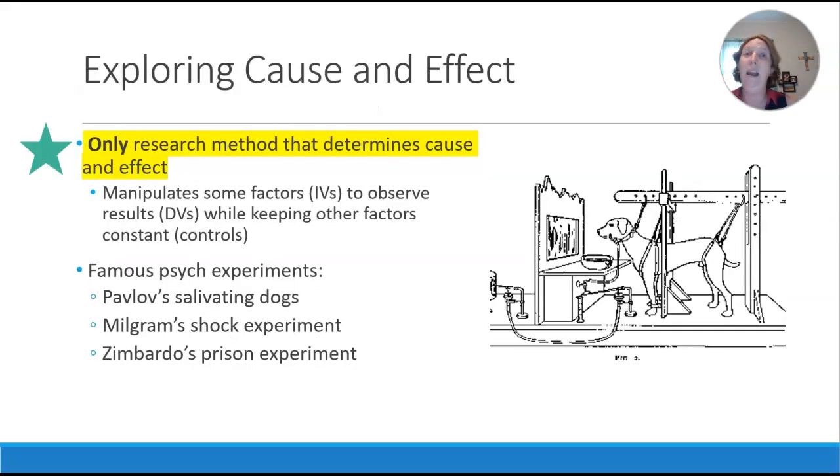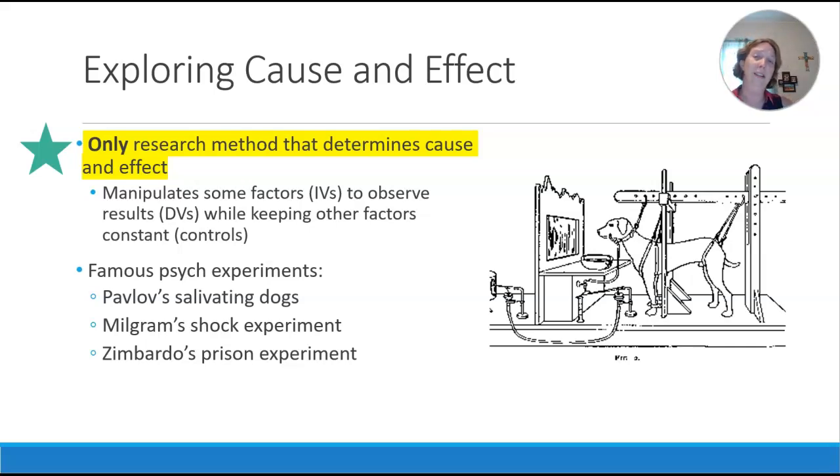Okay, so why are experiments so important? Why are they so valuable to researchers? Because they are the only research method that determines cause and effect. Here's a mouthful, a bullet point I want you to write down: experiments manipulate some factors to observe results while keeping other factors constant.